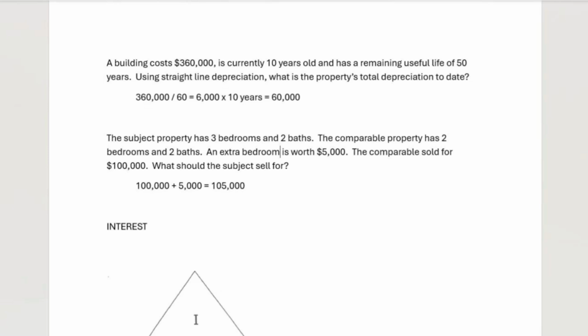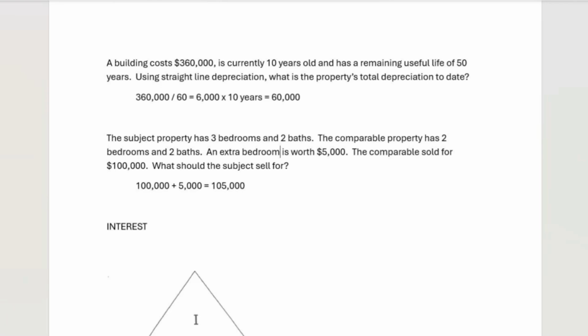Now, in this example, you have a subject property. It has 3 bedrooms and 2 baths, but your comparable, which is already sold, has only 2 bedrooms and 2 baths. So the comparable should not be worth as much as your subject. So if your comparable, say, sold for $100,000, shouldn't your subject sell for a little bit more than that, because it's got an extra bedroom? And the problem is telling us the extra bedroom was worth $5,000. So if the comparable sold for $100,000, shouldn't your subject property sell for $5,000 more? It should, so $105,000.